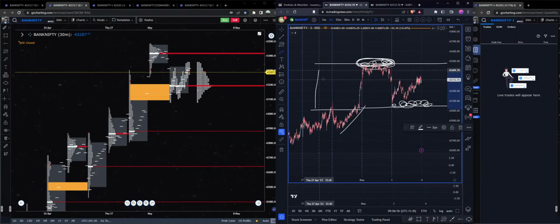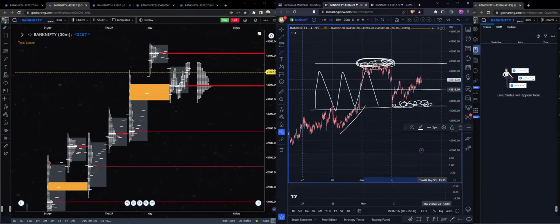We are just wishy-washing in this zone, and the straddle and strangle players, right? At 43,200, 43,300, 43,400, 43,100, that's where they have added their positions, and 43,500, 43,600, and 43,000. That's where a lot of positions have been built.